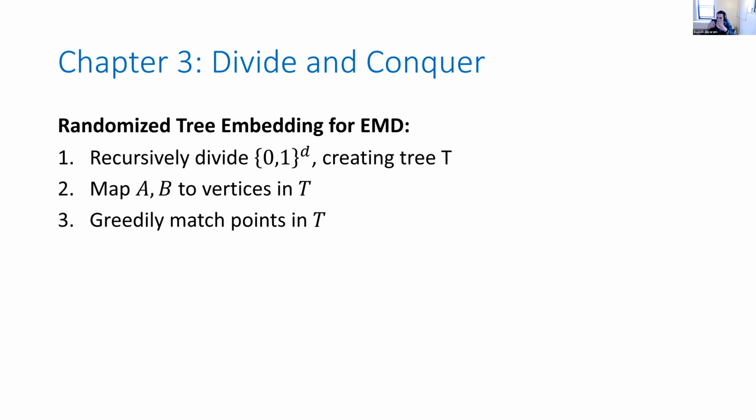Every time we do this recursive splitting of the space, we get a recursion tree, defined naturally from this recursive partitioning. If we call this recursion tree T, then we can take our points in our sets A and B and naturally map them to vertices in this recursion tree, based on what part of the partition they went to in the recursion.